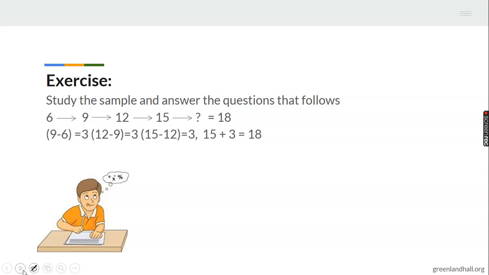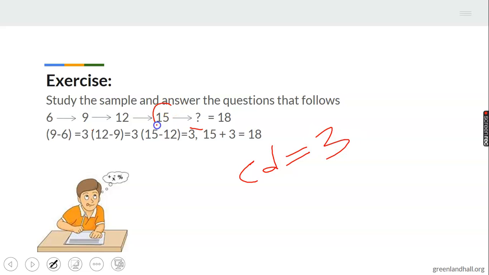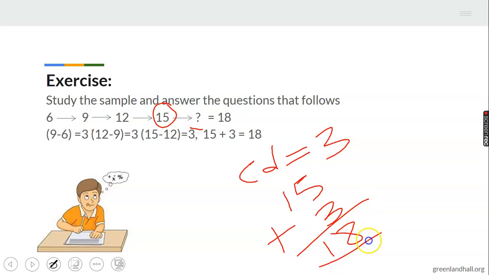Now, exercises. Study the sample and answer the question that follows. We have 6, 9, 12, 15. The question is, what is the next number? 9 minus 6 gives 3. 12 minus 9 gives us 3. 15 minus 12 gives us 3. Then how do we get the next number? Because we know that our common difference, CD, is 3, and the last number is 15, so we'll say 15 plus 3. This should give me 18. Beautiful.